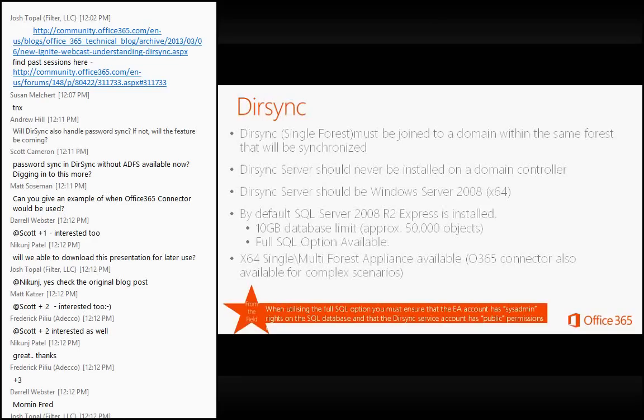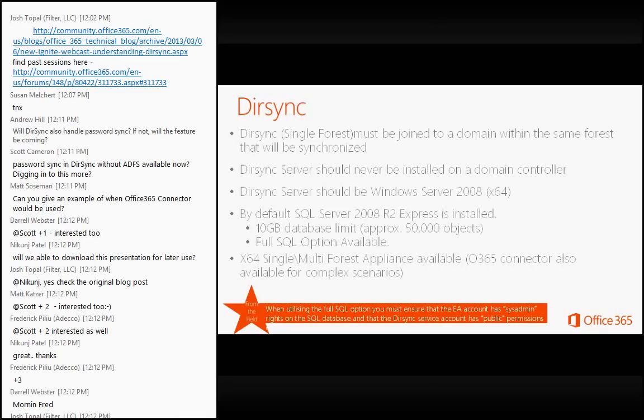And there's some information on the internet about how you can point it to an existing SQL server, or you can install full SQL on the same box as directory sync. So there's some information on how you configure directory sync to use full SQL, not SQL Express. And then, as we already said, there's the 64-bit multi-forest appliance, and that's the Office 365 connector. As we said, that's for more complex scenarios where we may have multiple forests, and we want to synchronize both of those forests up into Office 365.